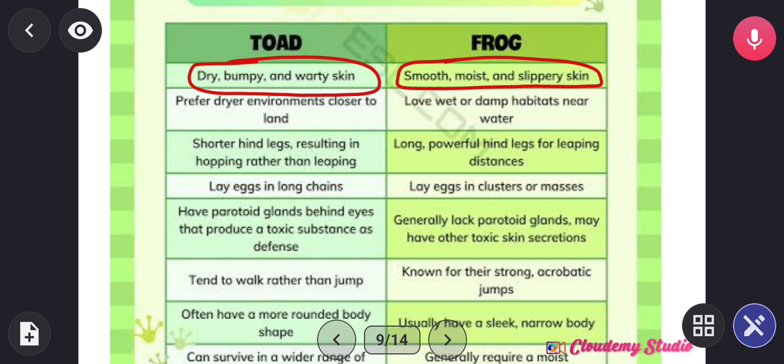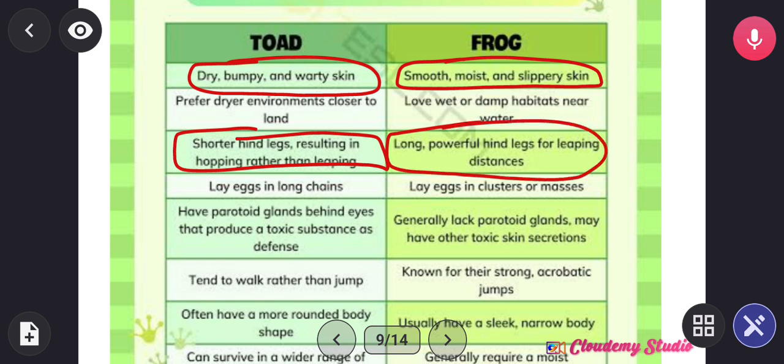Toads prefer a drier environment closer to land, so they are able to move on land, but they come back to water to reproduce. But frogs love wet or damp habitats near water. Toads have shorter hind legs, while frogs have long and powerful hind legs. Toads lay eggs in long chains, while frogs lay eggs in clusters or masses.